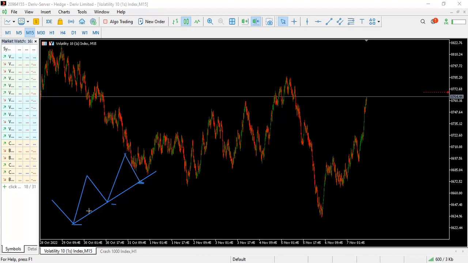Can you see it? Now the price here, what we're going to do, we're going to buy, and then the price will go up. Our stop loss is going to be below. Do you see the structure? Yes. All right.